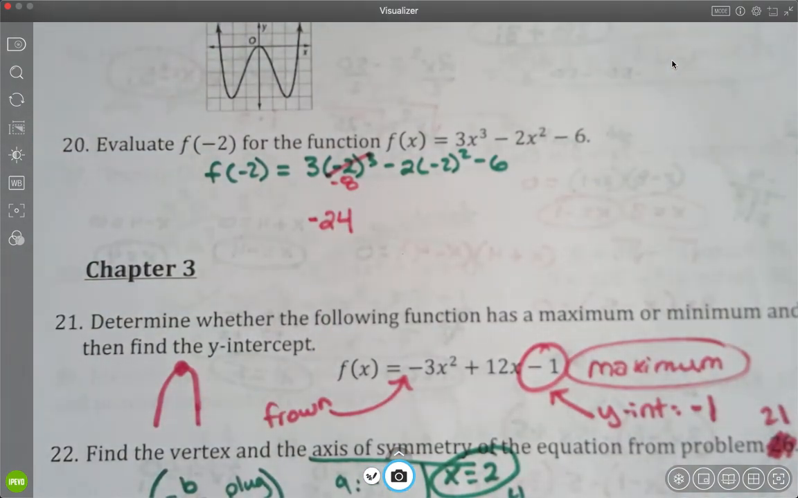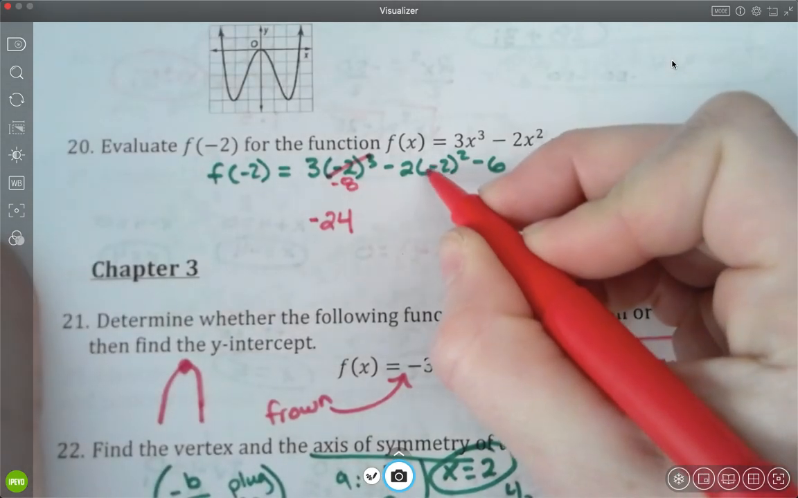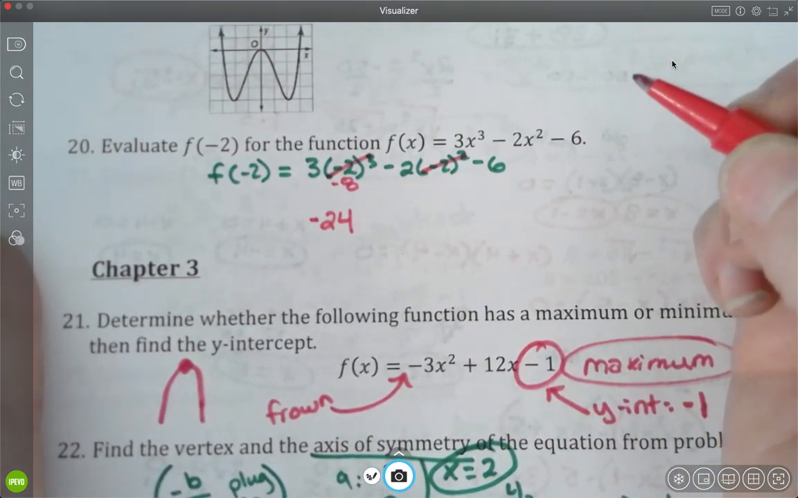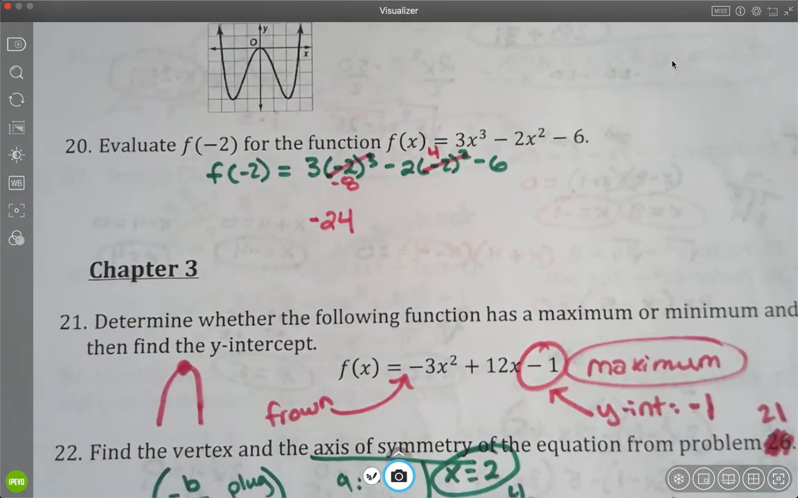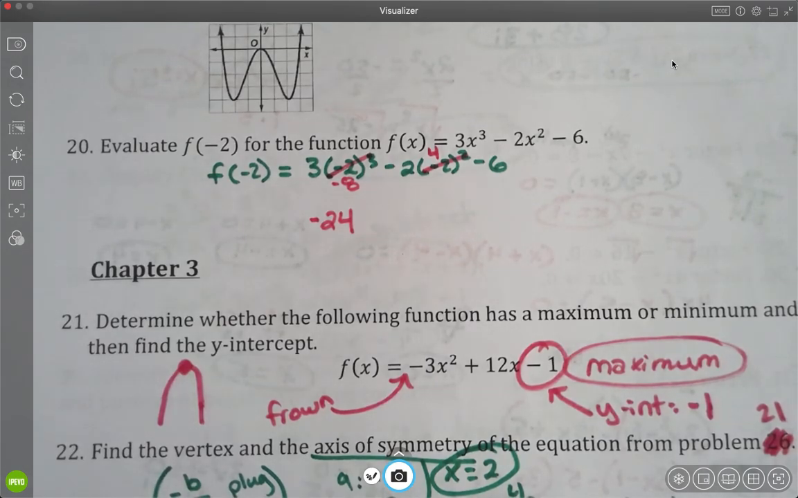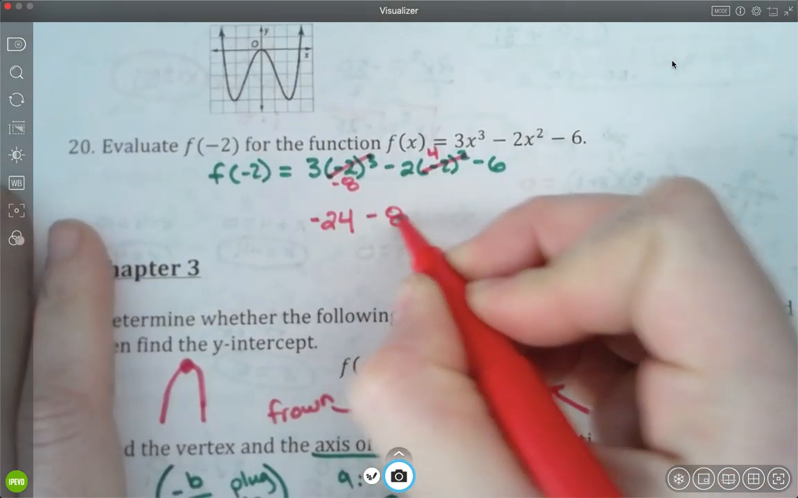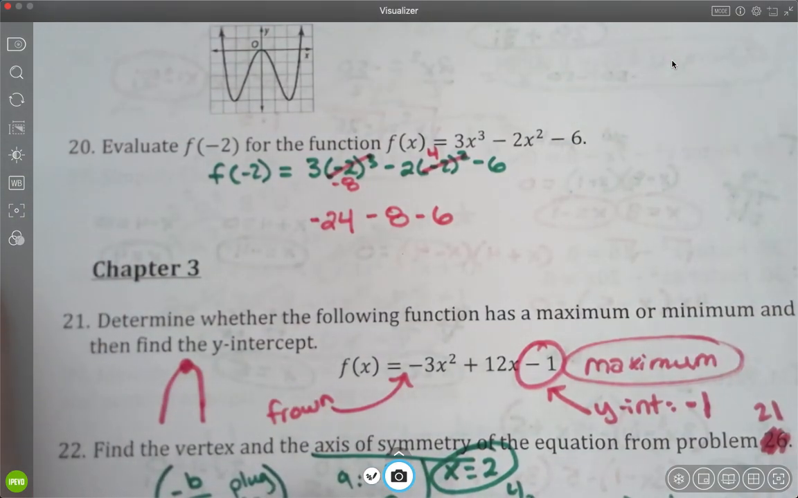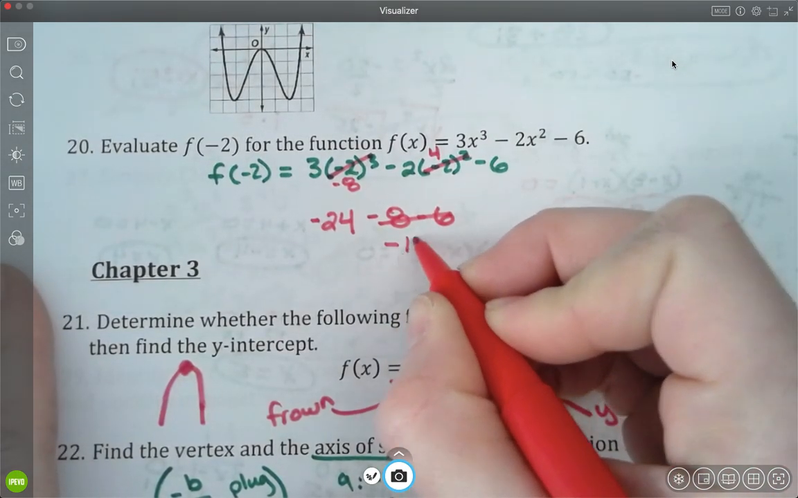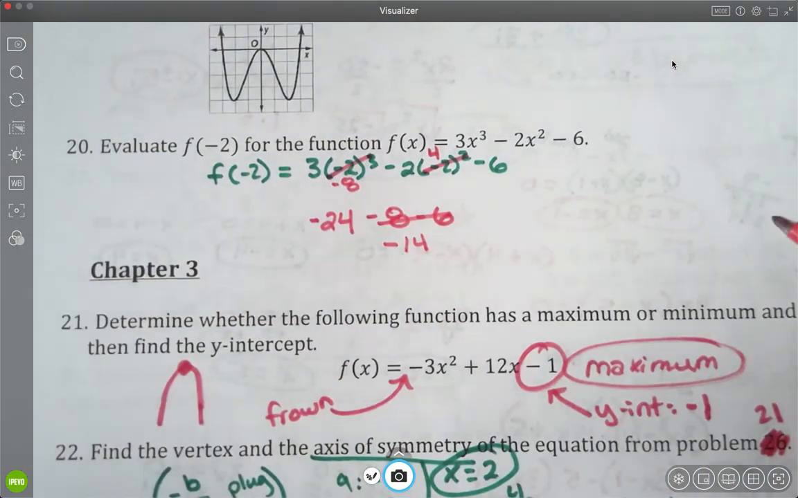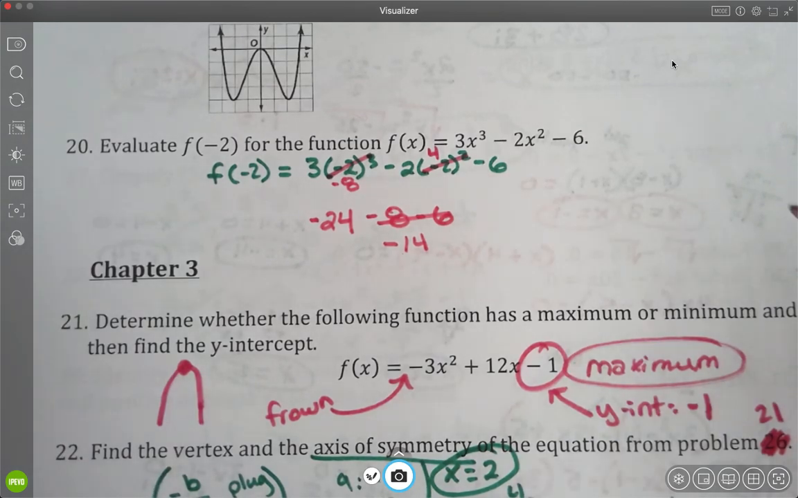-24. Okay, so let's write that down below. Next, move on to the next one. Let's do -2 squared. Is it 4 or -4? It's +4, because -2 times -2 makes the negative go away. So -2 times 4 is -8, and then I have -6. I can add stuff together as long as it's smaller numbers, like -8 and -6 is -14. And -24 and -14, what's that make? -38.